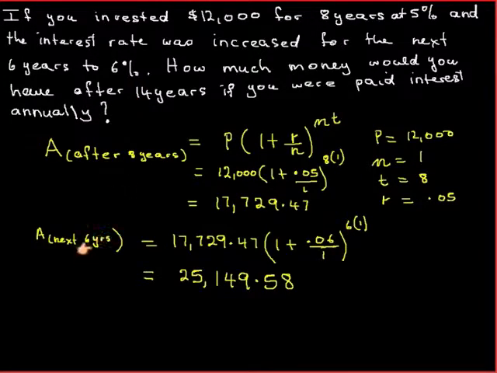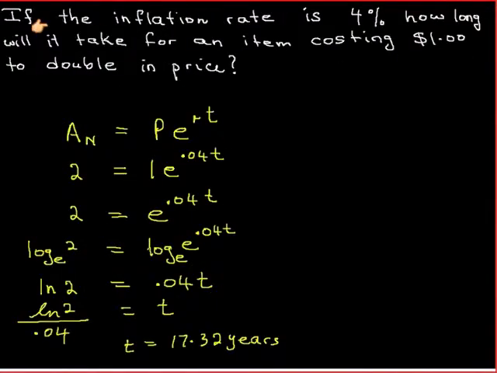But you're asked to find how much money you have at the end of 14 years. So the next 6 years you earned 6% on that much principal. So 17,729 times 1 plus 0.06 over 1. Again, you were paid annually, raised to the power 6 times 1, and you get $25,149.58.